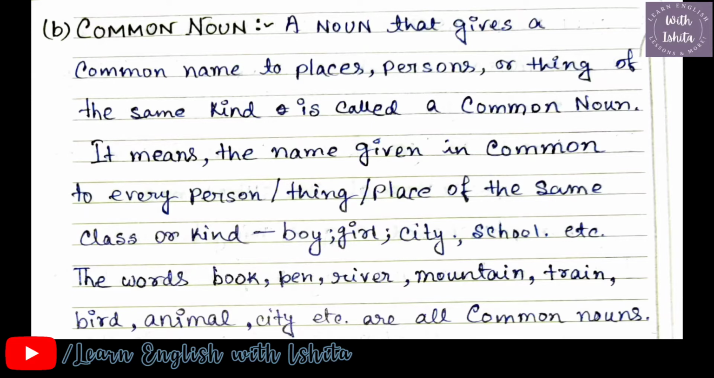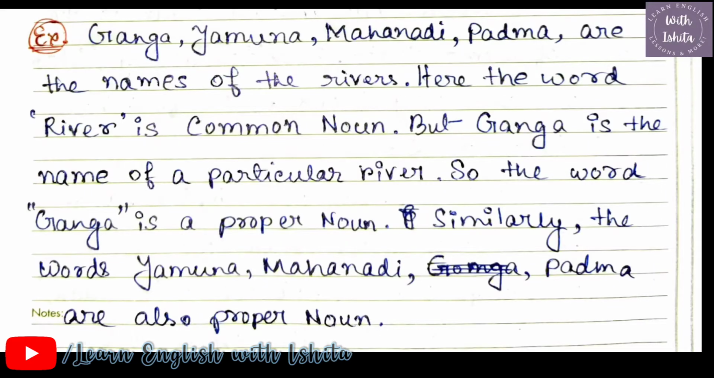The words book, pen, river, mountain, train, bird, animal, city, etc. are called common nouns. For example, Ganga, Yamuna, Mahanadi, and Padma are names of rivers. Okay, here the word river is a common noun. But Ganga is the name of a particular river, so the word Ganga is a proper noun. Similarly, Yamuna, Mahanadi, and Padma are also proper nouns, but river is a common noun.